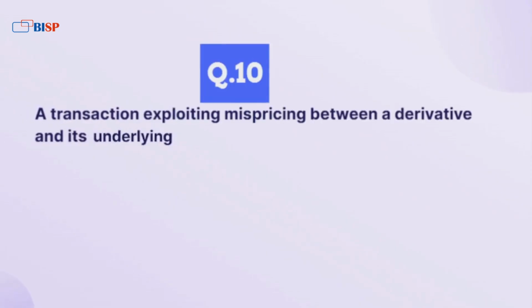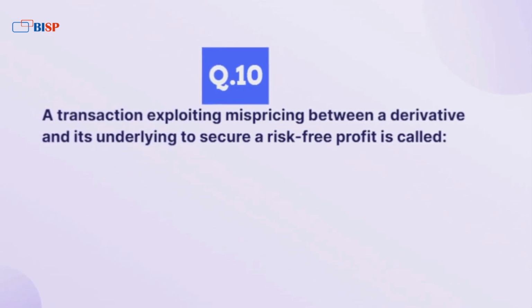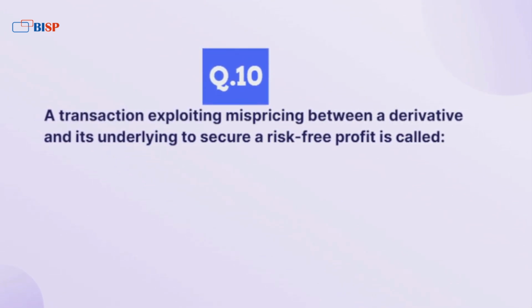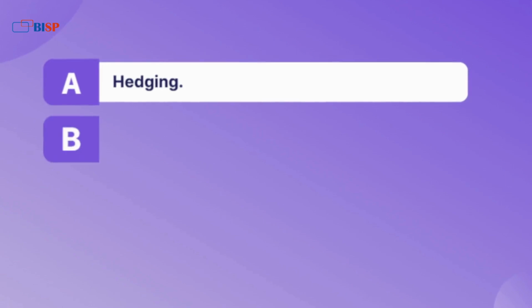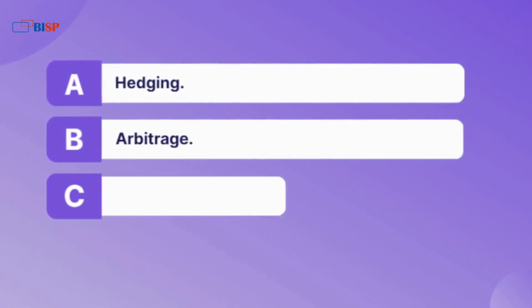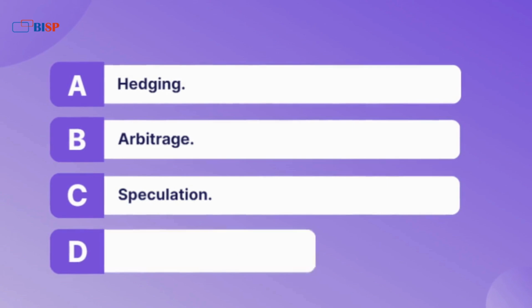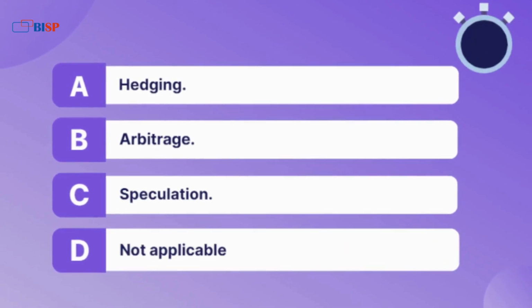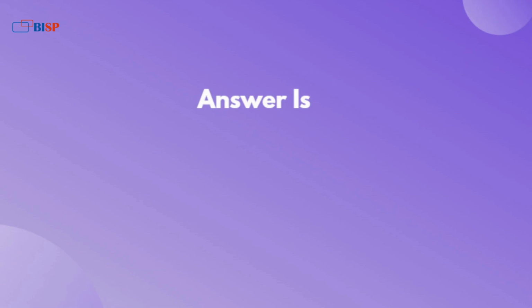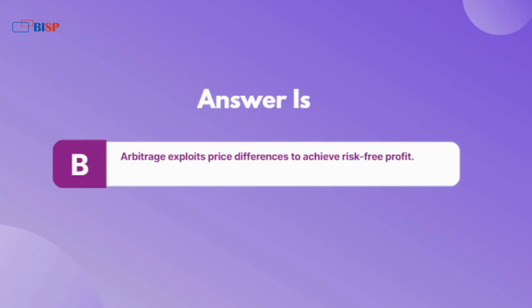A transaction exploiting mispricing between a derivative and its underlying to secure a risk-free profit is called A. Hedging. B. Arbitrage. C. Speculation. D. Not applicable. Answer is B. Arbitrage exploits price differences to achieve risk-free profit.